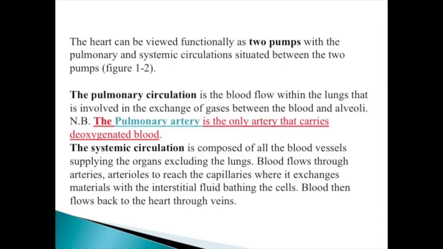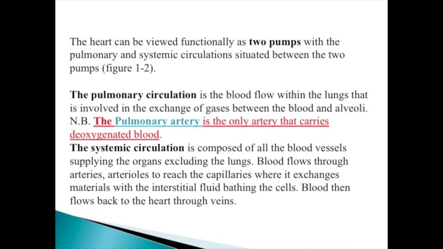Slide 12 leads me to the next point, in which I would like to tell that the heart is viewed functionally as two pumps, with the pulmonary and systemic circulation situated between the two pumps. The pulmonary circulation is the blood flow within the lungs that is involved in the exchange of gases between the blood and the alveoli.